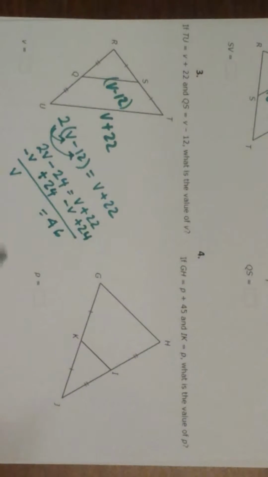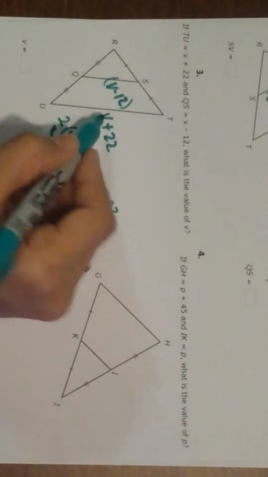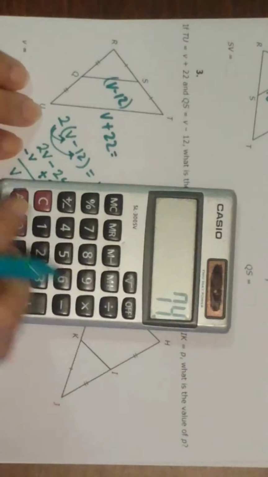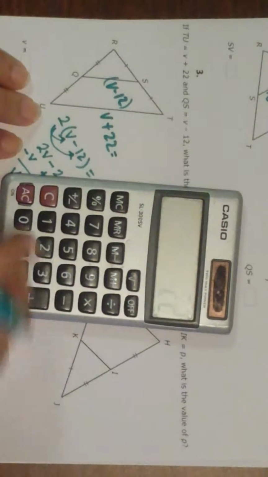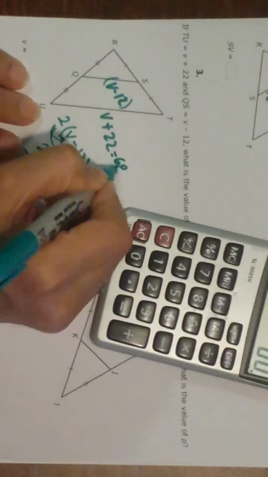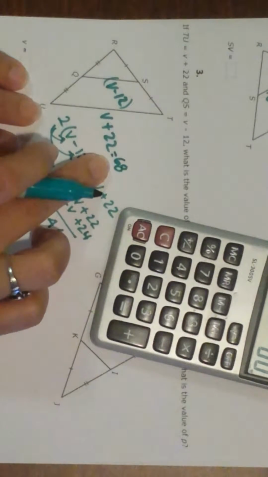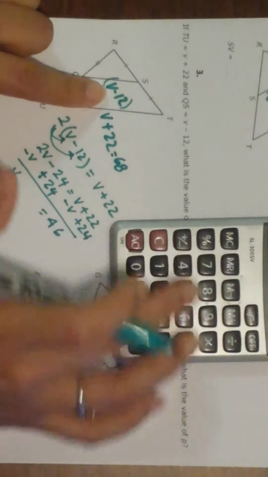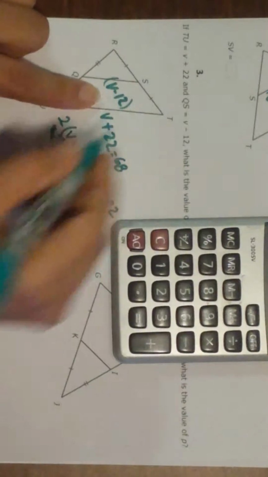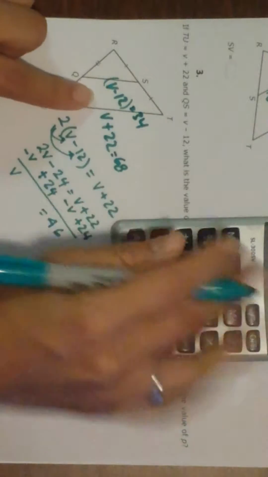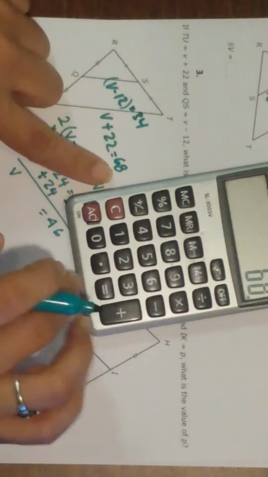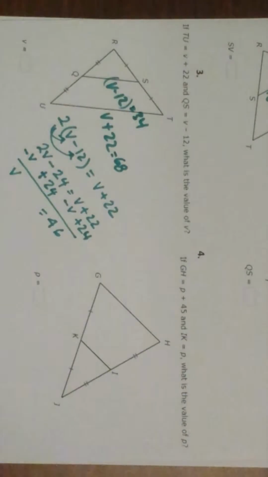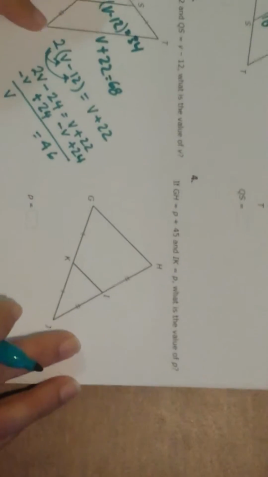Now, just double check your work. Plug it back in. V is 46. 46 plus 22 is going to give me 68. And remember, this is going to be half of 68, which is going to be 34 if we're correct. So V is 46. 46 minus 12 is 34. Double check it. 34 times 2 is 68. 68 divided by 2 is 34. So either way, we'll do the exact same thing with number 4.